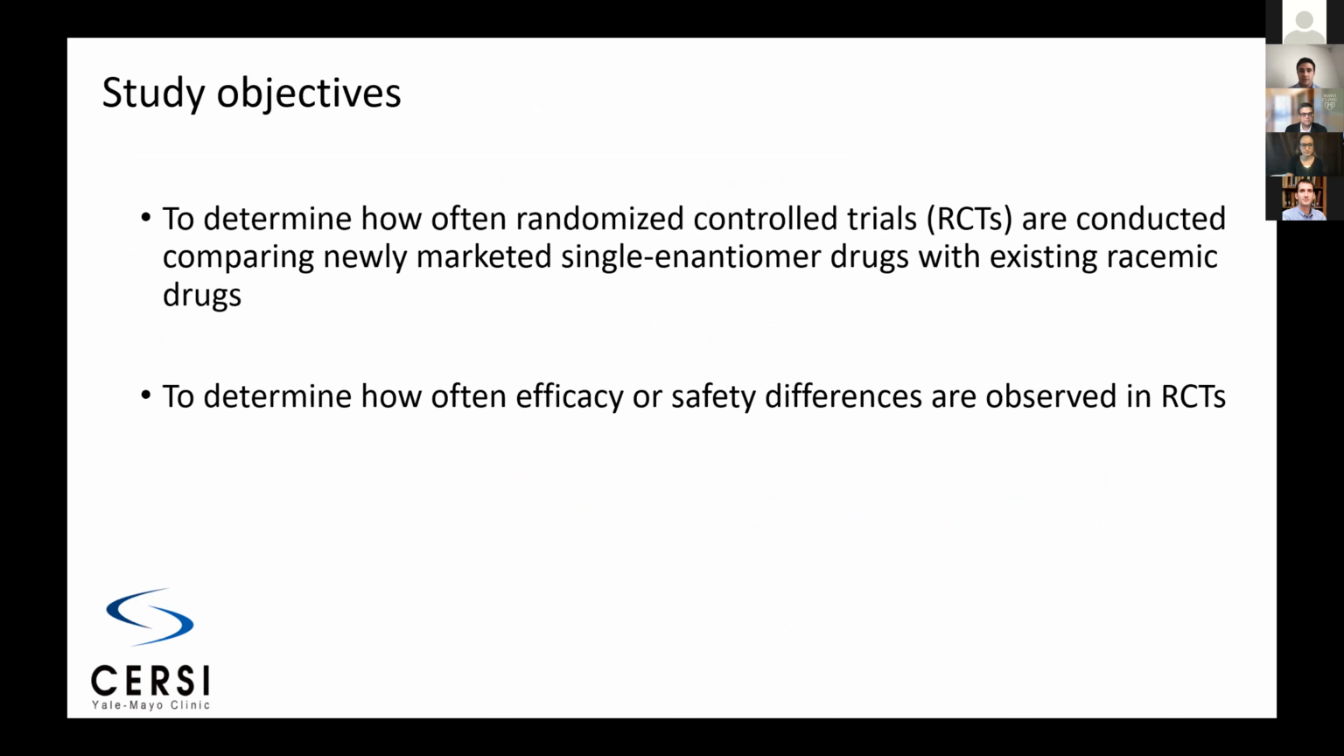So the objective of our study was to determine how often randomized controlled trials are conducted that directly compare a new single enantiomer drug to an existing racemic drug, both in pre and post-approval periods, and how often a statistically significant difference in efficacy or safety endpoints are found in the trials that were identified. We identified all single enantiomer drugs approved by the FDA up to 2019 that had an already marketed racemic precursor. And then we identified all randomized controlled trials reporting a direct statistical comparison between the single enantiomer drug and racemic drug in one of these pairs.